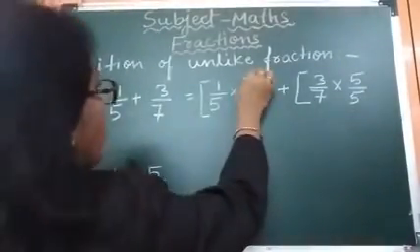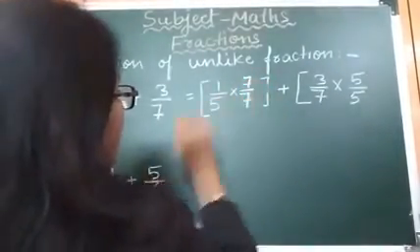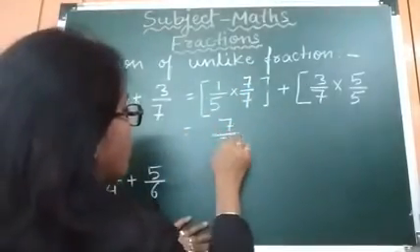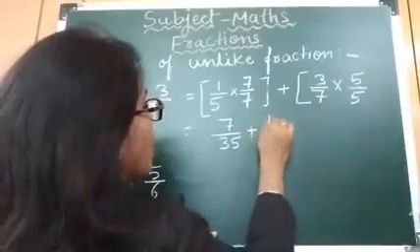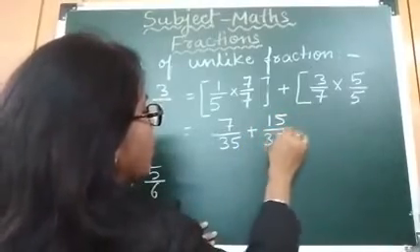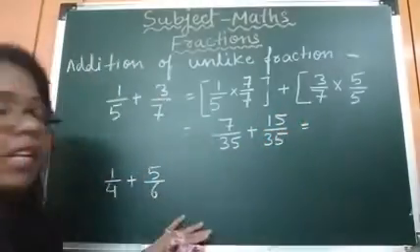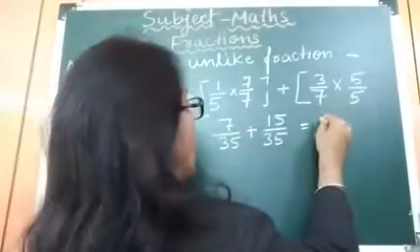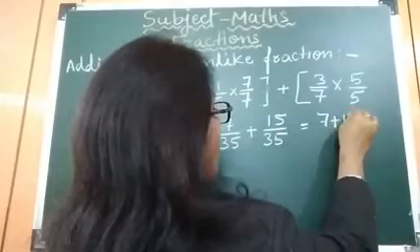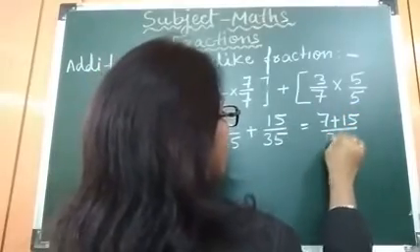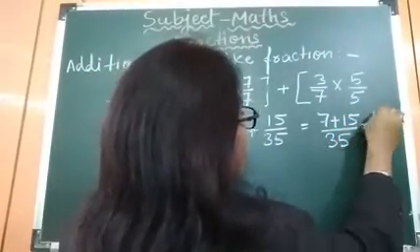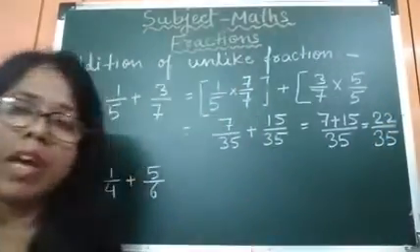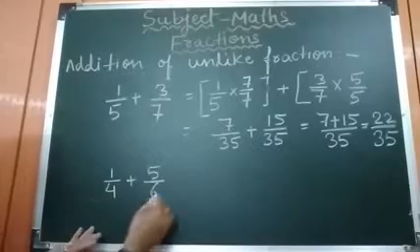For making the denominator same, what do we have to do? Now, see. We will get 7 upon 35 here and here 15 upon 35. Now, denominators are same. Our work is very easy. We will simply add the numerators and write the denominator one time. So, 15 plus 7, that is 22 upon 35. Fine.